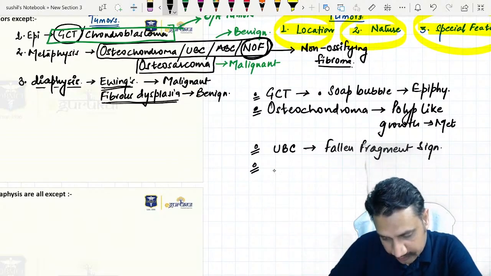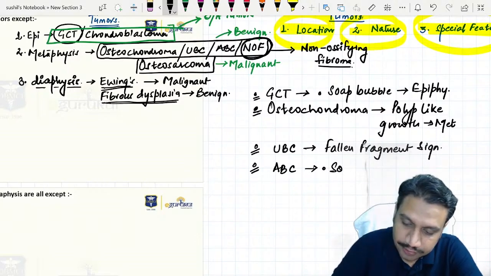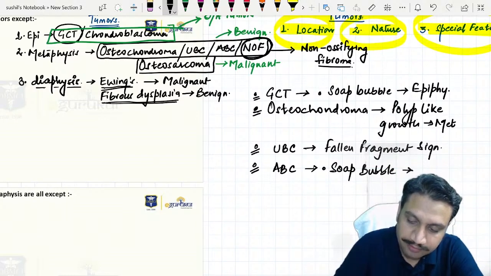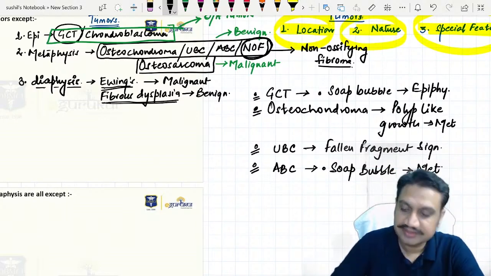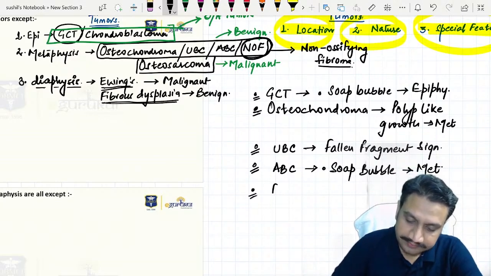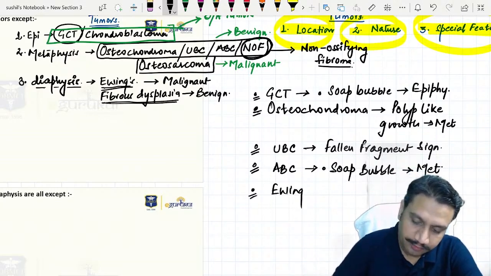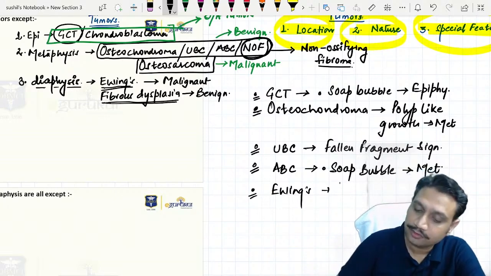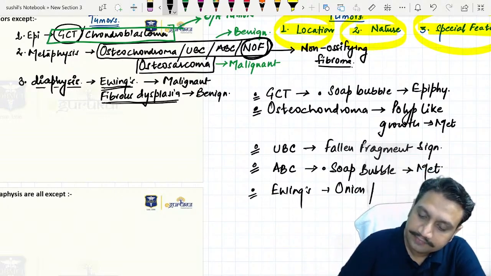Fourth, the aneurysmal bone cyst. What will be the special feature? Again a soap bubble. But where is the soap bubble located? It is at metaphysis. Right? Then Ewing sarcoma. You already know what is the special feature of Ewing sarcoma? Onion peel. Where? Diaphysis.